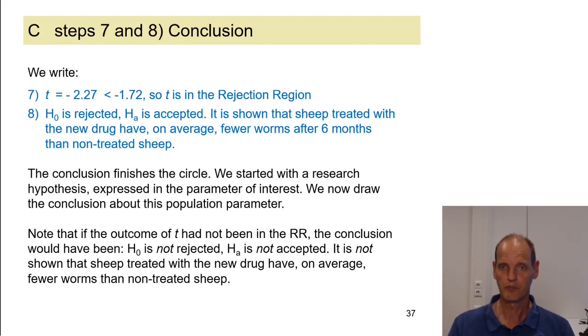This is a kind of pitfall for some students who would like to write: it is shown that the treatment gives the same number of worms on average as the non-treated case, and that is not true. We did not show that. So we have seen the two ways in which you could correctly specify the conclusion.